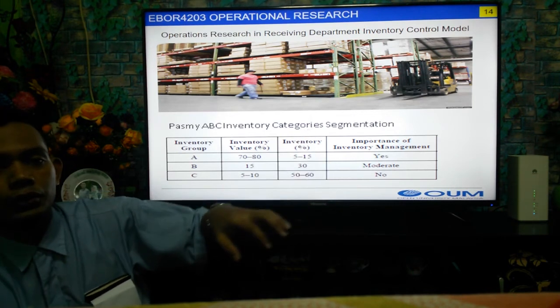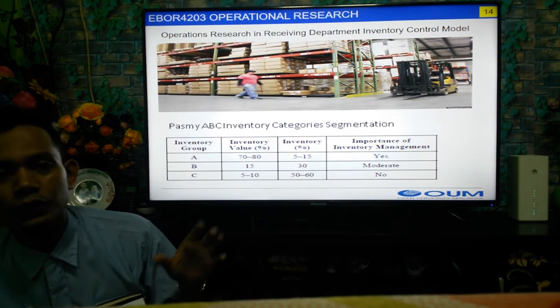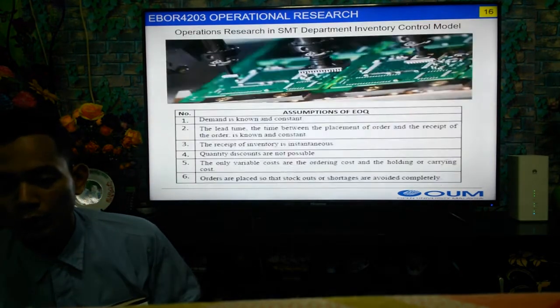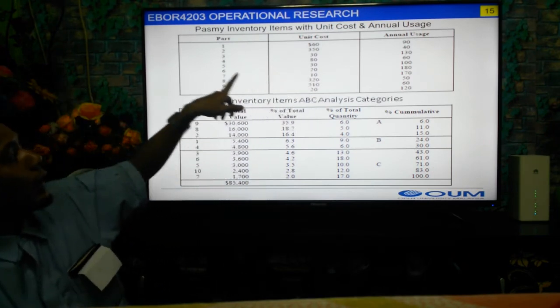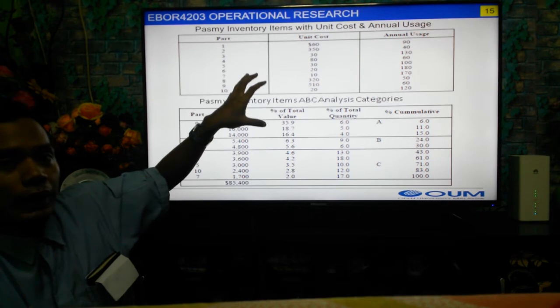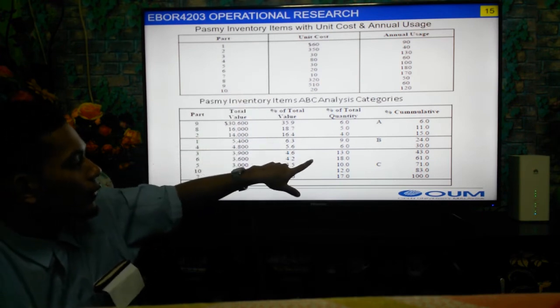Okay, so we need to categorize which one is important, which is more valuable, so it is easy for us to control. This one is the Pasmai inventory items with unit cost and annual usage. This one is random, not analyzed yet. This is the result of the analysis.